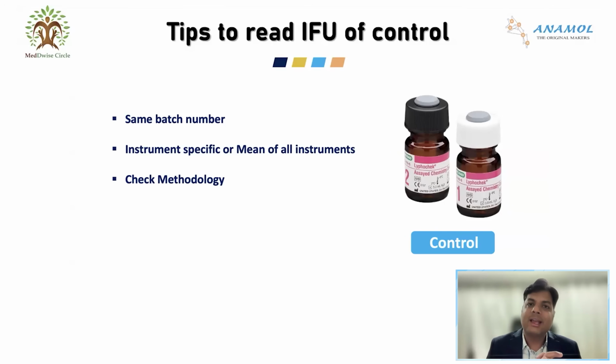Then the third thing that I have to follow is the methodology. Say, for example, I want to estimate glucose. If I follow the GOD-POD method, the range will be different. If I follow the hexokinase method, the range will be different. Similarly, if I have to estimate creatinine, if I follow the IFCC method, the range will be different. If I follow the enzymatic method, the range will be different. So I have to follow the method by which I have estimated either glucose or creatinine, and I have to follow the range of that particular method only. These are certain tips to use the instructions for use.